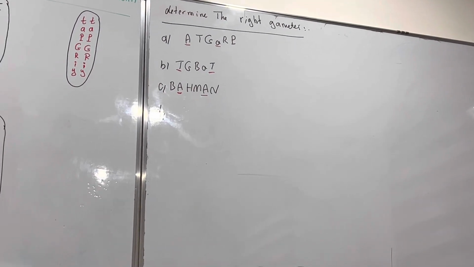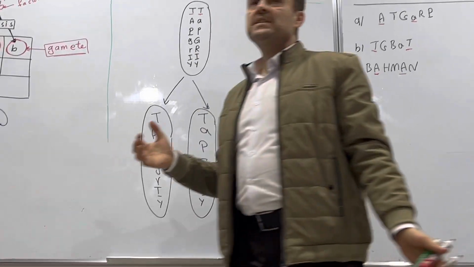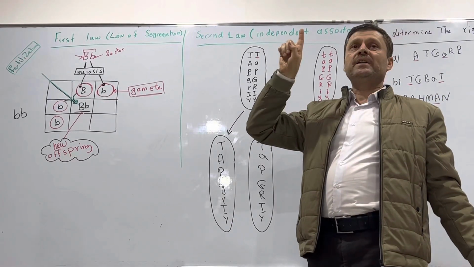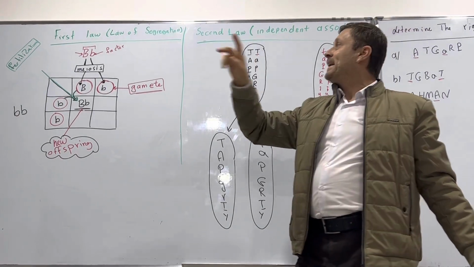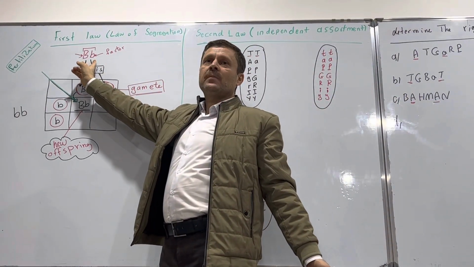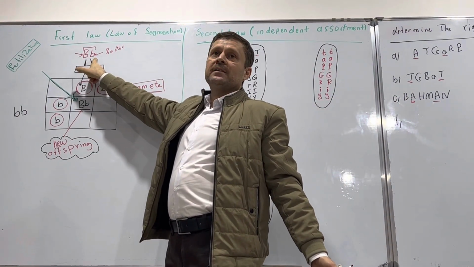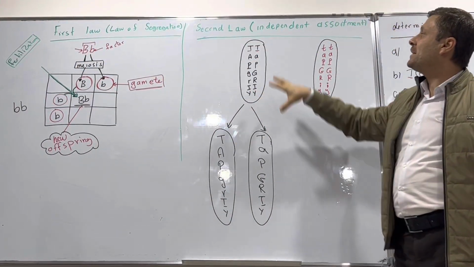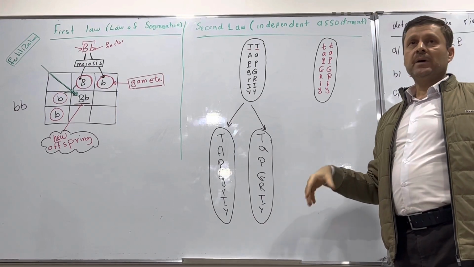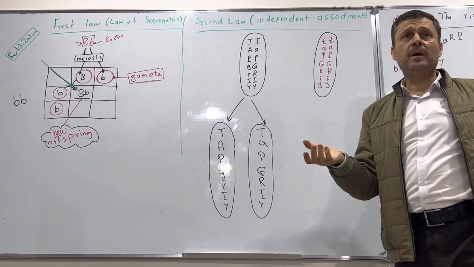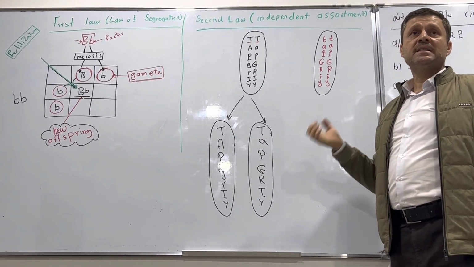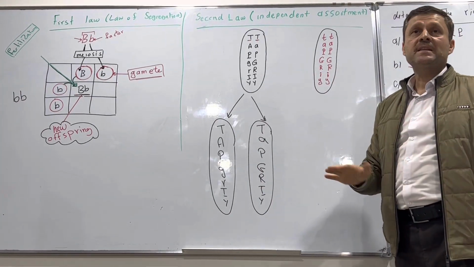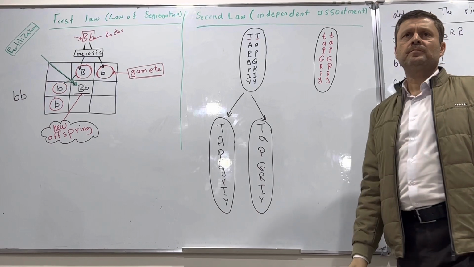Look, generally what is the difference between the first law and the second law? In the first law, we consider a pair of factors. In the second law, we consider all factors together. He found how many contrasting characteristics in pea plants? Seven.